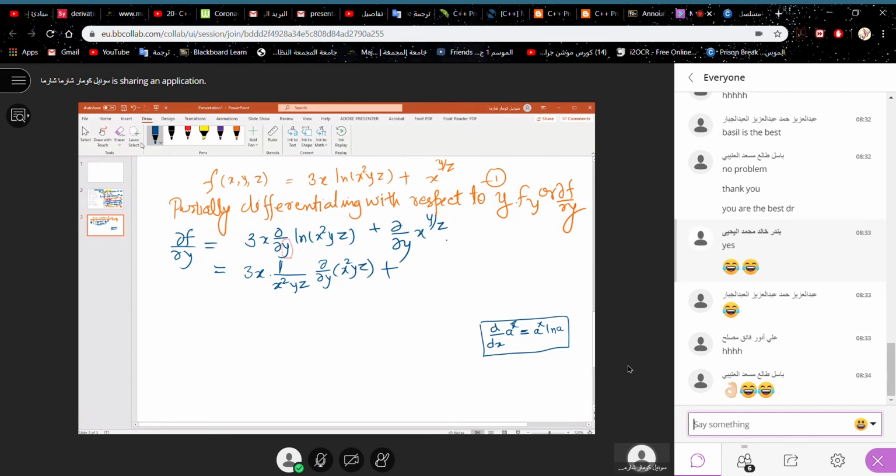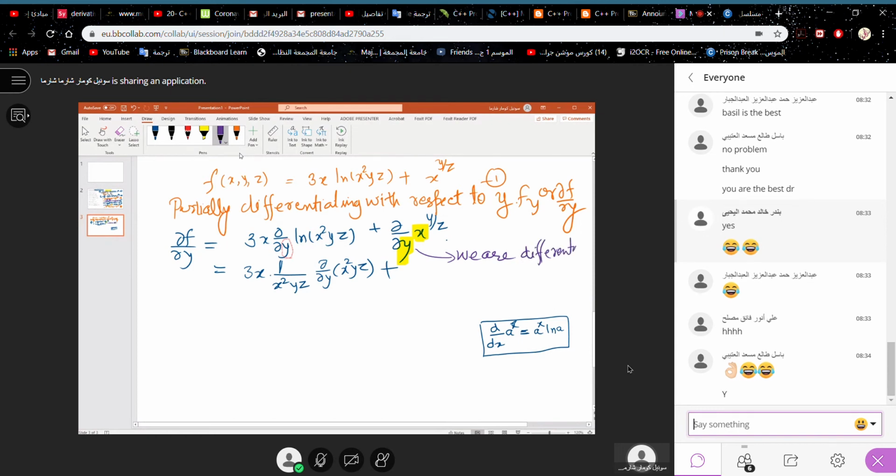Basil, you can see one thing here: this is like a constant because we are differentiating with respect to y. We are differentiating with respect to y. So x and z are constants. This is the main point of this question. Otherwise, this question is finished. Only this is the main point in this question.